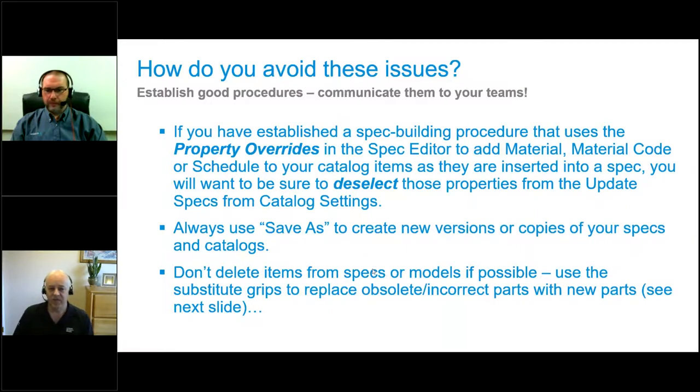The next, always use Save As to create new versions or copies of your specs and catalogs. In older versions of Plant 3D, you could get away with going out to the PSPC and the PSPX files and just renaming them with Windows File Explorer. But in later versions, I think it was around 2018 and later, when we started to implement project specs within the project manager and within BIM 360 Team and Vault, we needed to make sure that there were connections within the PSPC and PSPX file to each other, so that they knew where they were located. And so you can't just go out and rename the files with File Explorer and have them work correctly. You should use a Save As within the spec editor if you're going to do that. So, tip there for you.